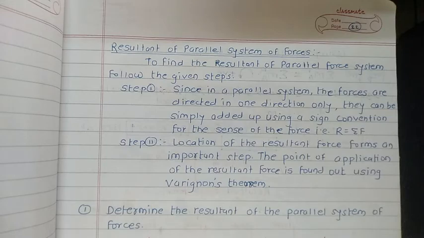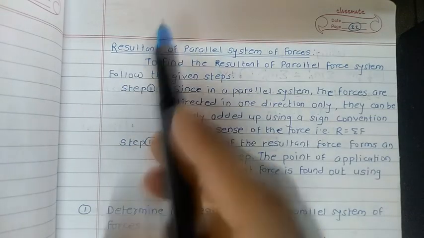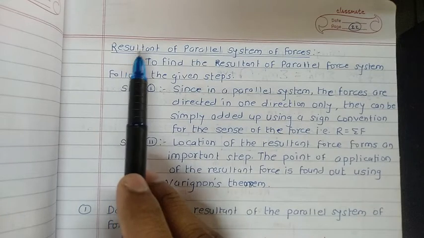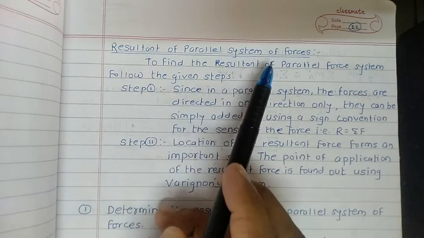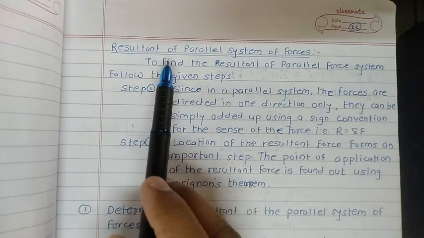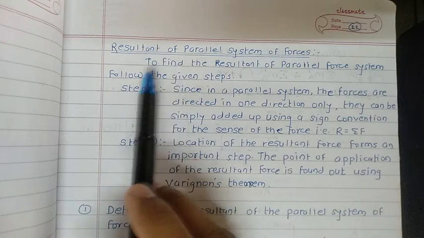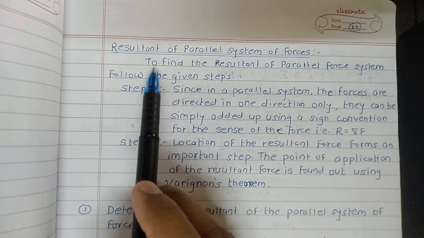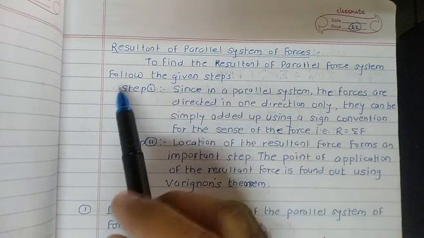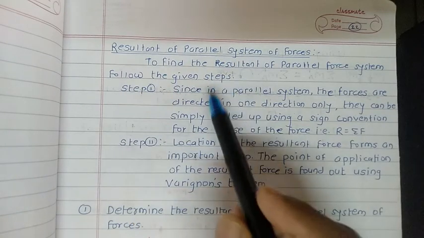So let us start. First of all, we'll see what are the different steps involved in the resultant of a parallel system of forces. Up till now, we have discussed the resultant of a concurrent force system. Let us see the steps involved in the resultant of a parallel system of forces. These are the two steps in front of you.